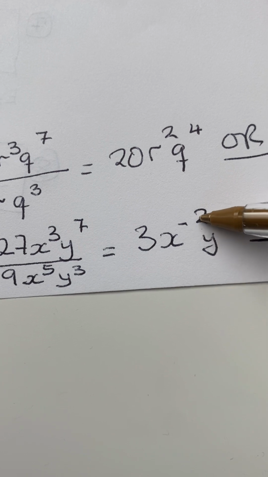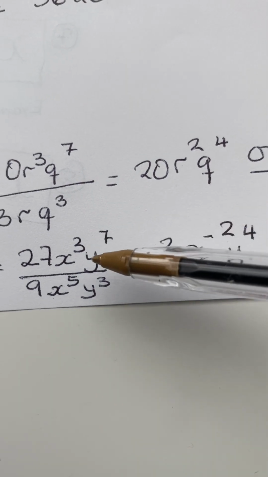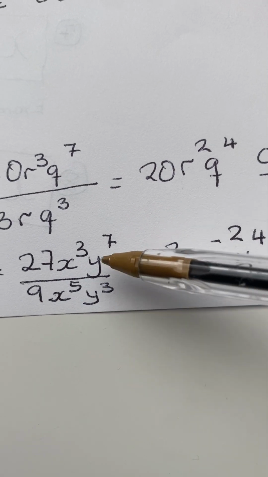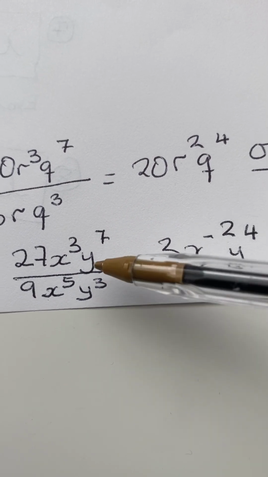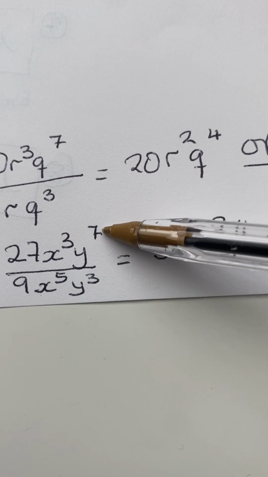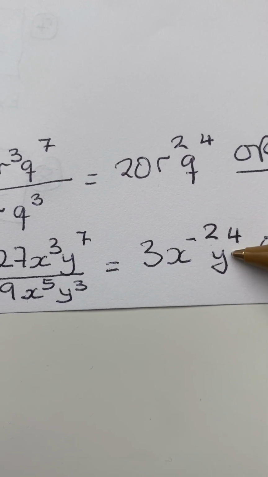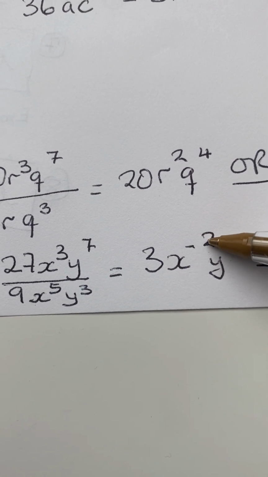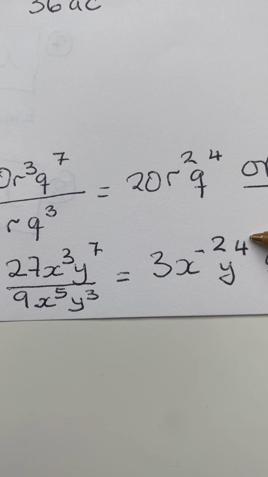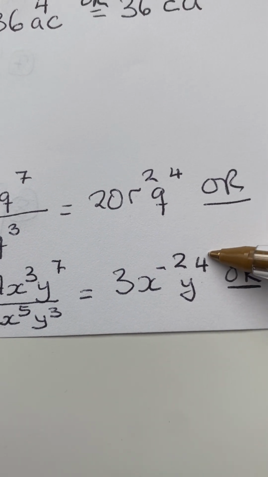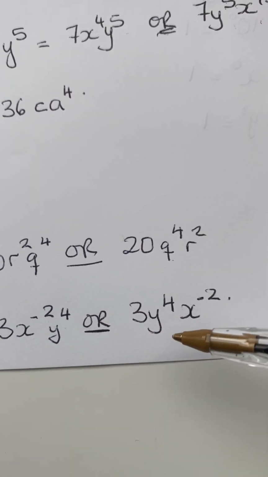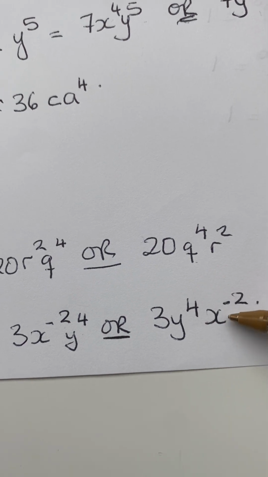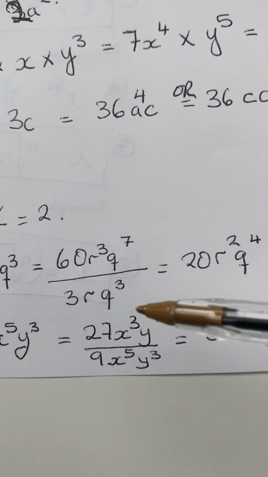We saw this yesterday. Now y^7 over y^3. If we cancel this also out, our numerator becomes y^4. So that's y^4. So our answer will be 3x^-2 y^4, or we can decide to say 3y^4 x^-2. Okay.